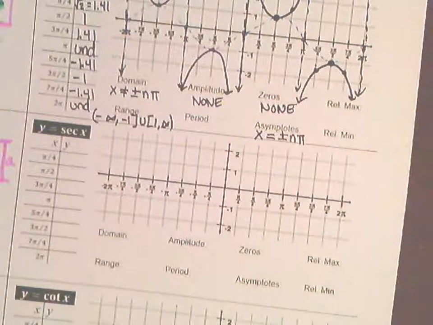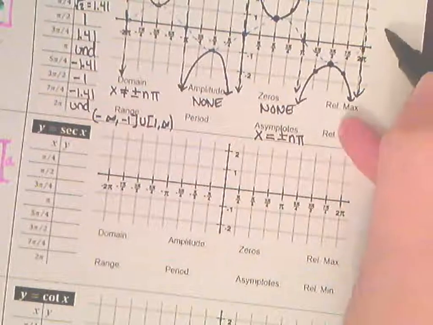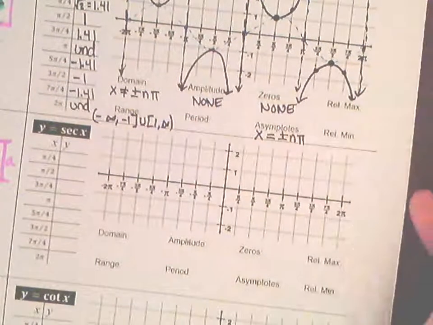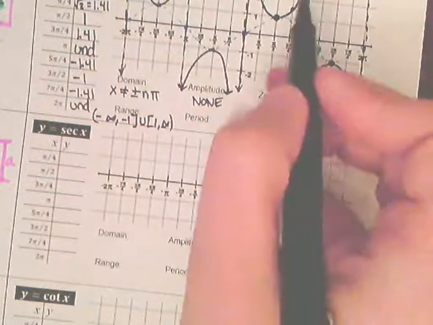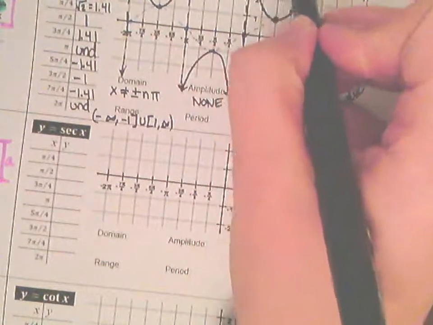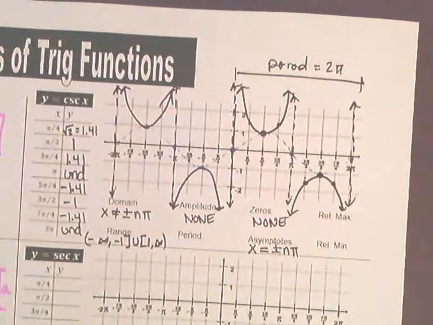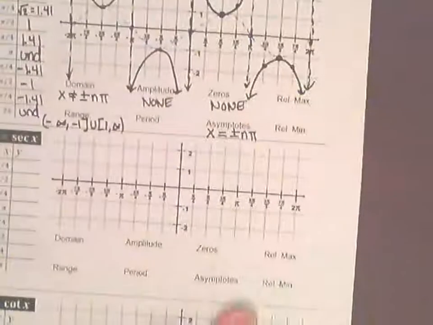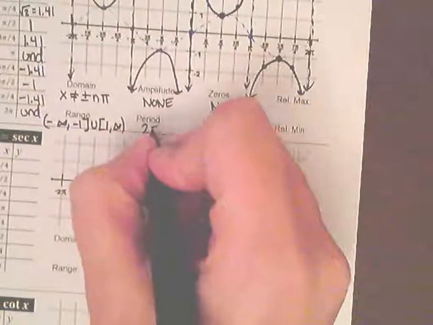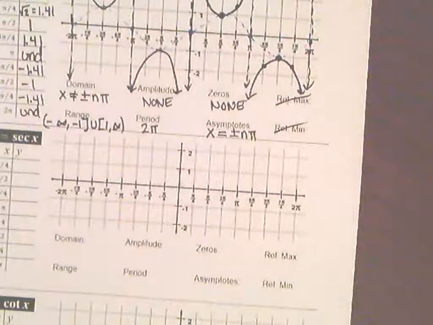Now the period is the same. You have an up-facing parabola, a down-facing parabola. The next one is going to be an up-facing parabola. The next one is going to be a down-facing parabola. So our period is still 2 pi. Because just ask yourself, when does the graph just copy and paste itself? So our period is still 2 pi. All right, don't want you guys to worry right now about relative max and relative min. We'll talk about those at a later date.